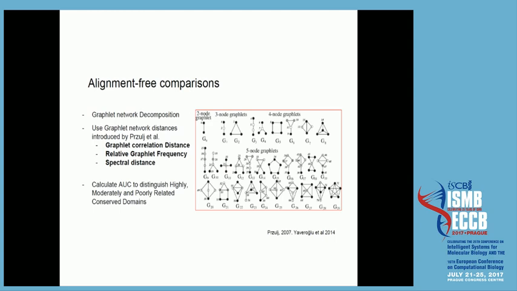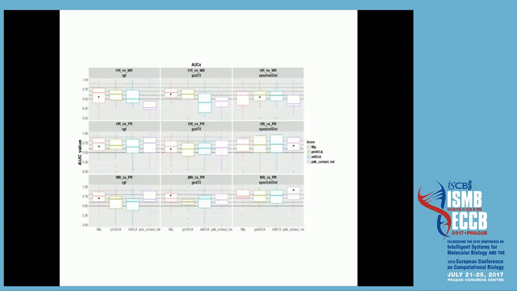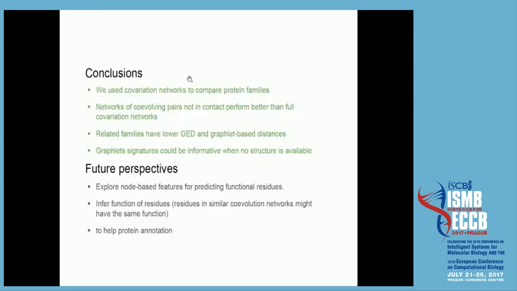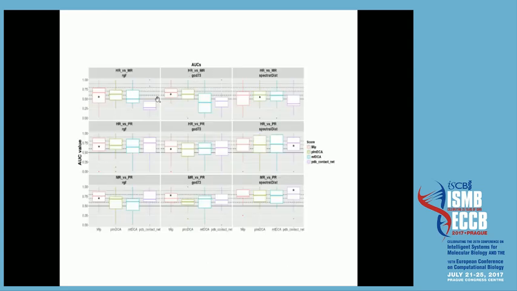We will see three of the many distances that the algorithm can give you. We are going to analyze the graphlet correlation distance, the relative graphlet frequency, and the spectral distance. With that, we will calculate the area under the ROC curve to distinguish between those classes. Here we can see the distribution of the different methods. In the first line, we see the highly versus moderately related families with the different distances. In the second line, highly versus poor, and in the third, moderately versus poor.